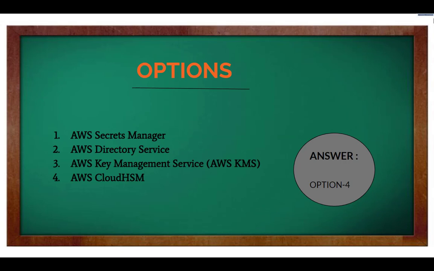Option 1. AWS Secrets Manager. Option 2. AWS Directory Service. Option 3. AWS Key Management Service, AWS KMS. Option 4. AWS CloudHSM. And the right answer is Option 4.